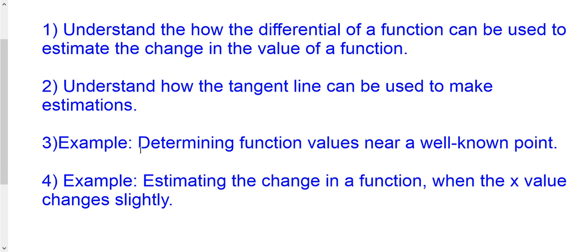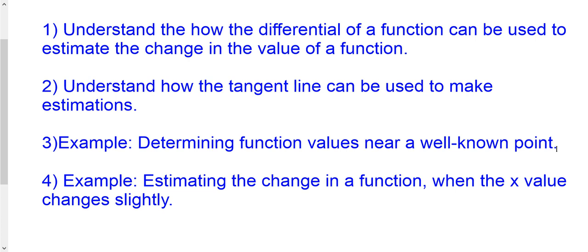And then we're going to look at two types of examples. One is determining function values near a well-known point. For example, if you know the square root of 100, can you then estimate the square root of 99.6? 99.6 is very near 100. You do a small incremental change in x. How does the value of the function change?